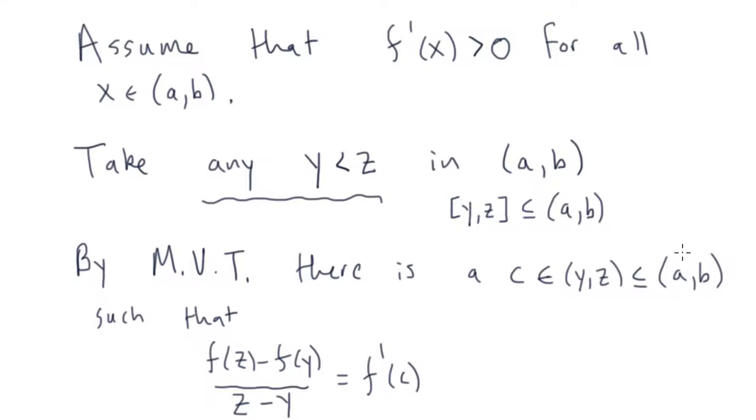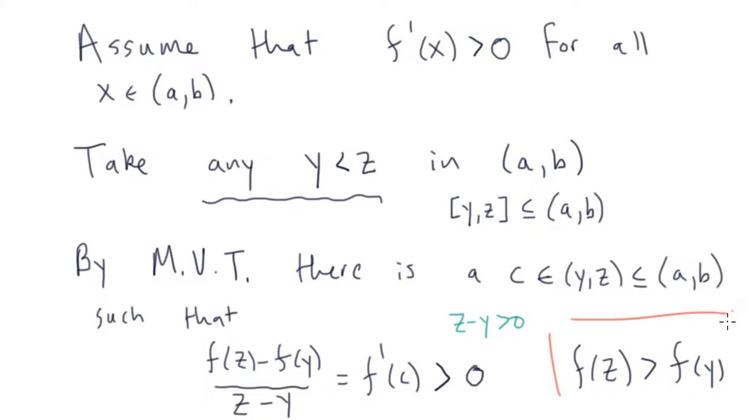But c is a point in this interval a b, and we're assuming that the derivative is always positive. So that means that this derivative, f prime of c, is greater than 0. And now because z is greater than y, we know that z minus y is greater than 0. So I can multiply both sides by z minus y, and I have f of z minus f of y is greater than 0. But then adding f of y, I get that f of z is greater than f of y.